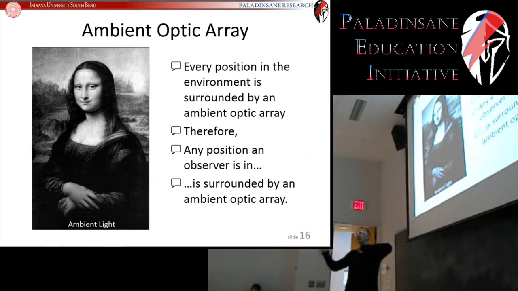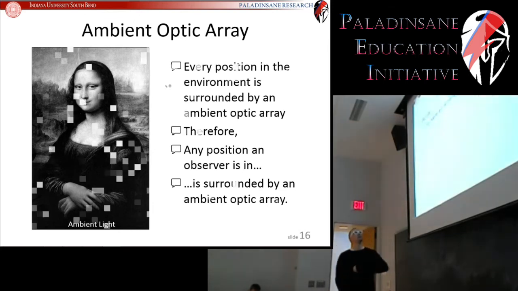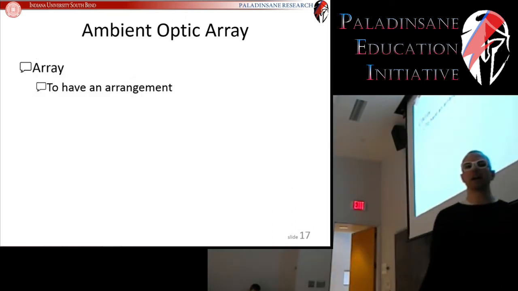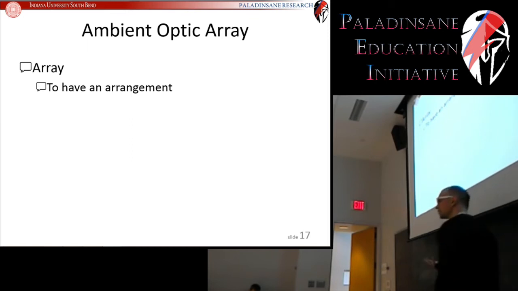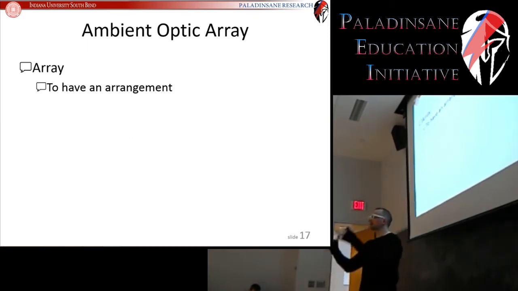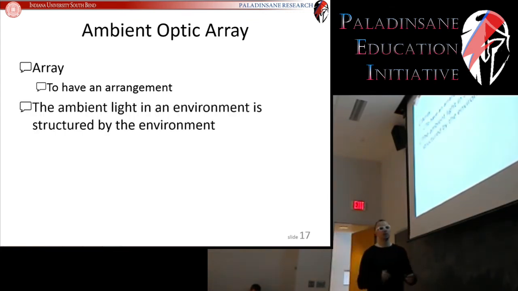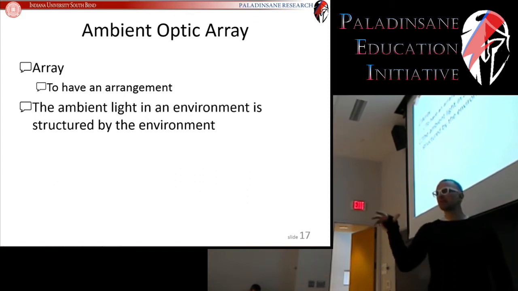So that's the idea that the information is accessed and accessible everywhere in our environment. The array is what that information is. What are we actually accessing? And this array, again, we call it an array because the information that we're accessing from our environment has a shape. It has an arrangement. So it is structured by the environment.